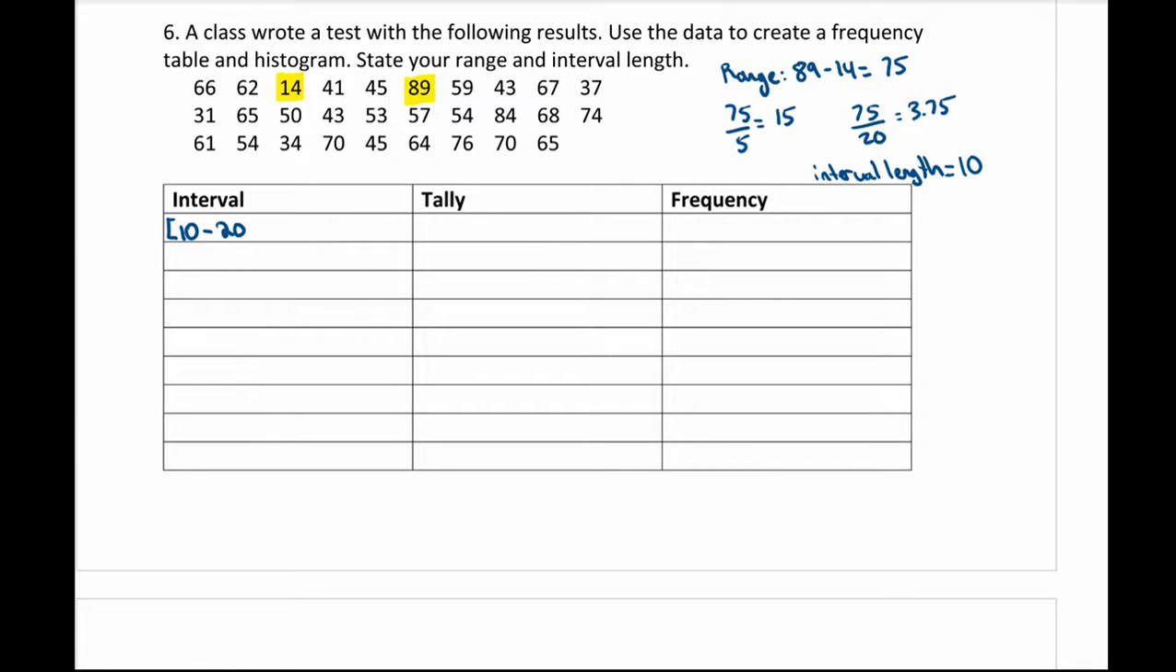Again, remember in our notes we talked about the square brackets and the round brackets. The square brackets means it includes the number. The round bracket means it does not include the number. So our first interval goes from 10 to 20.